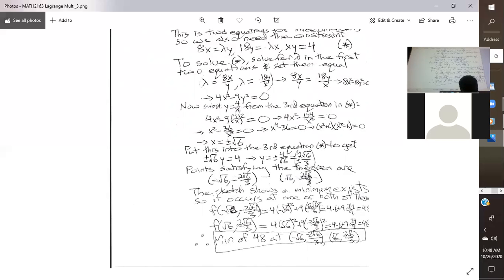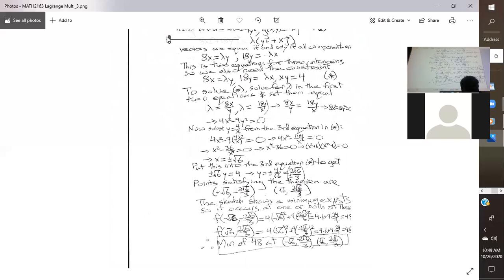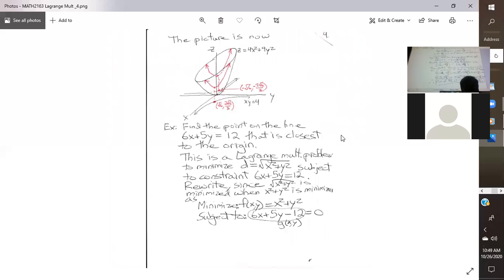And here's the picture, if we can go to the next page. There it is. You've got an elliptic paraboloid.